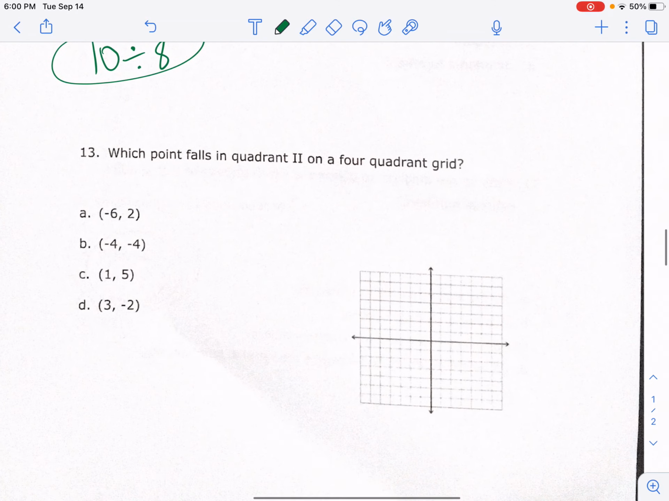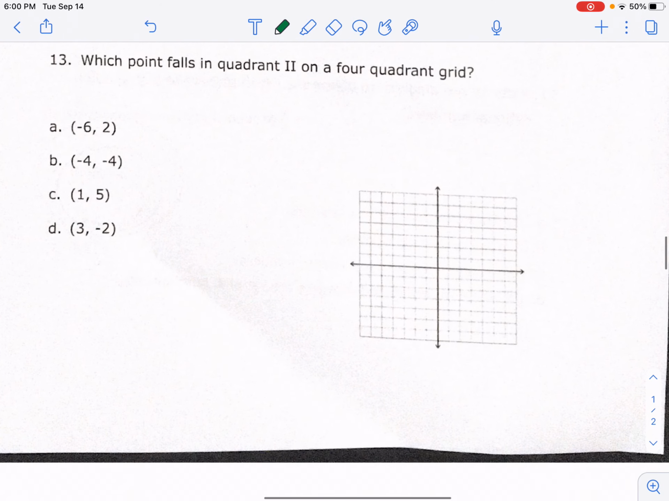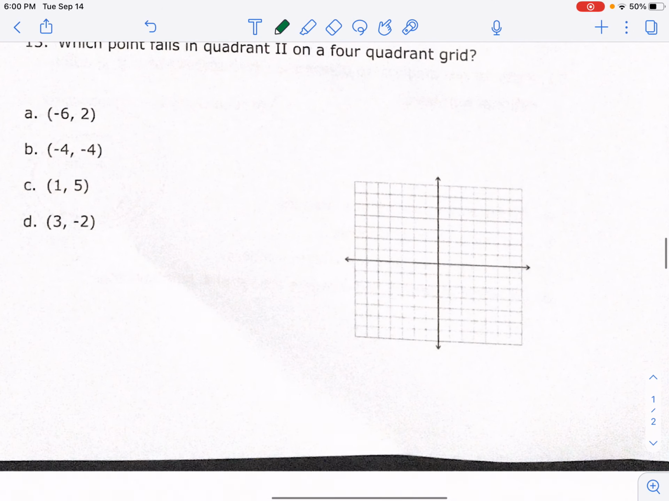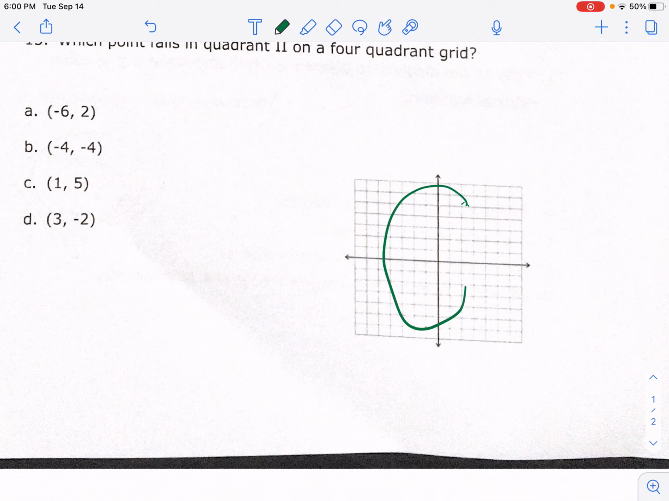All right, number 13. Which point falls in quadrant 2? So let's label our quadrants real fast. Remember, we can draw a giant C to help us. Since I started right here, this is quadrant 1. Then I went over here. That means this is quadrant 2. I went over here. It's quadrant 3. And this is quadrant 4. Okay, this is 0. Remember, these are basically 2 number lines that cross each other. So on the x-axis, all my positive numbers are over here.